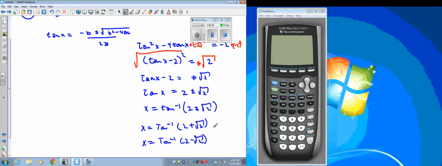I've used up our time, but that's what I can start there and work on. So this is the combination of algebra skills and trig skills.